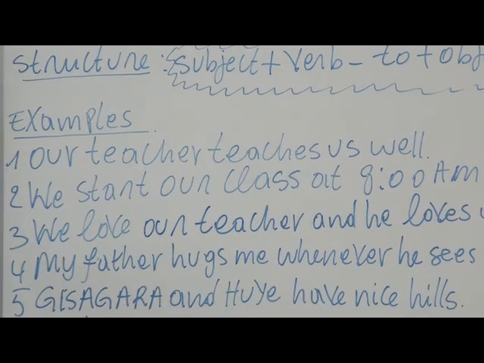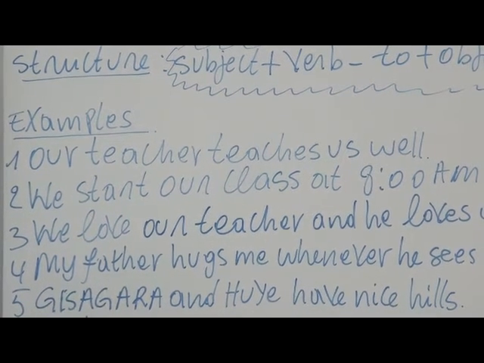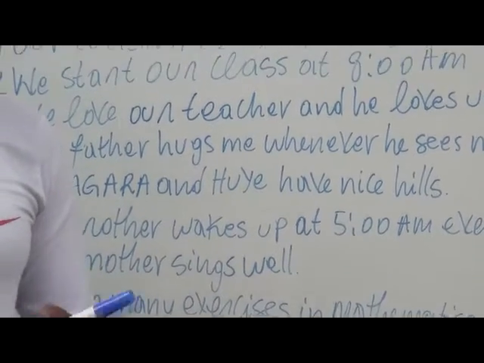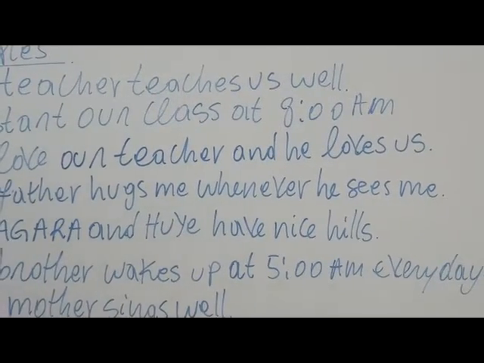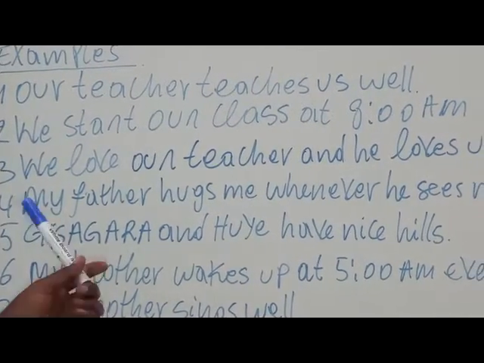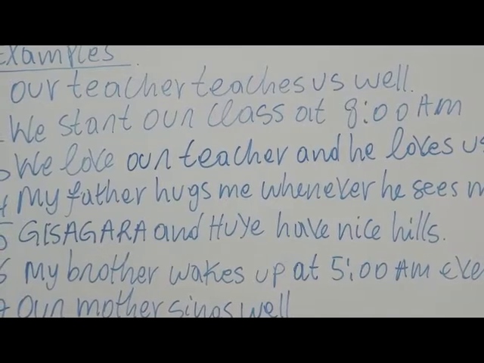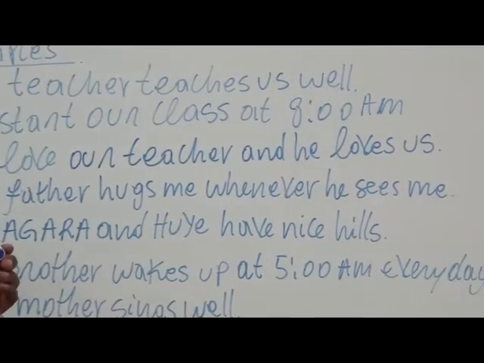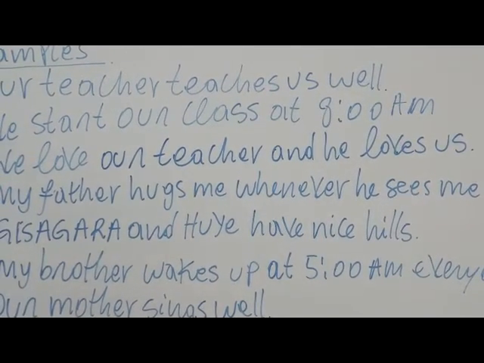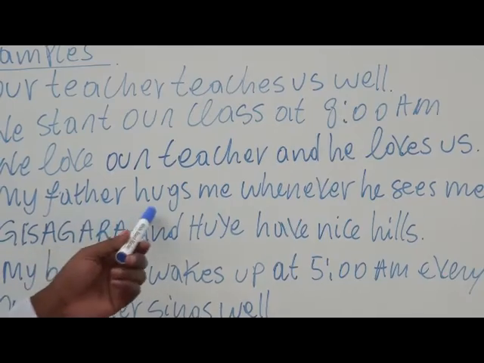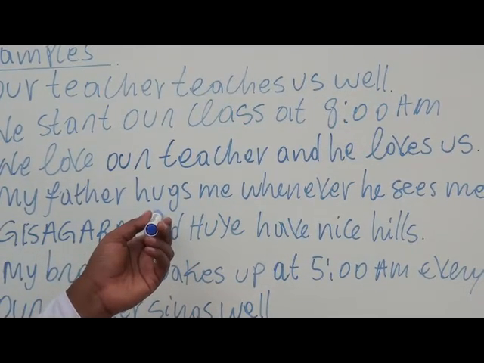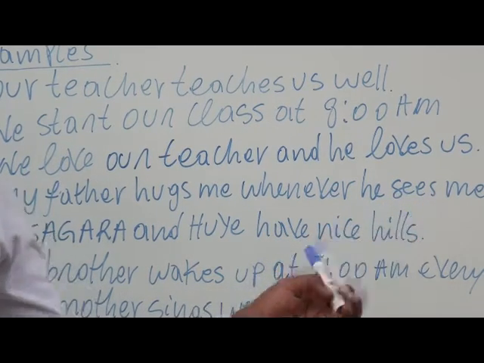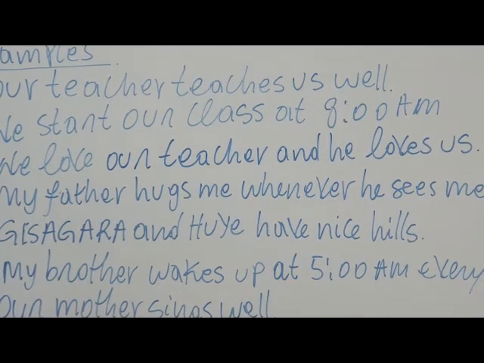I think now you have understood how to make simple present, but let's continue with more examples so that you know well how to do it. Example number four: my father hugs me whenever he sees me. We have "my father hugs me", this is the verb to hug in simple present. Whenever he sees me, this is also simple present.